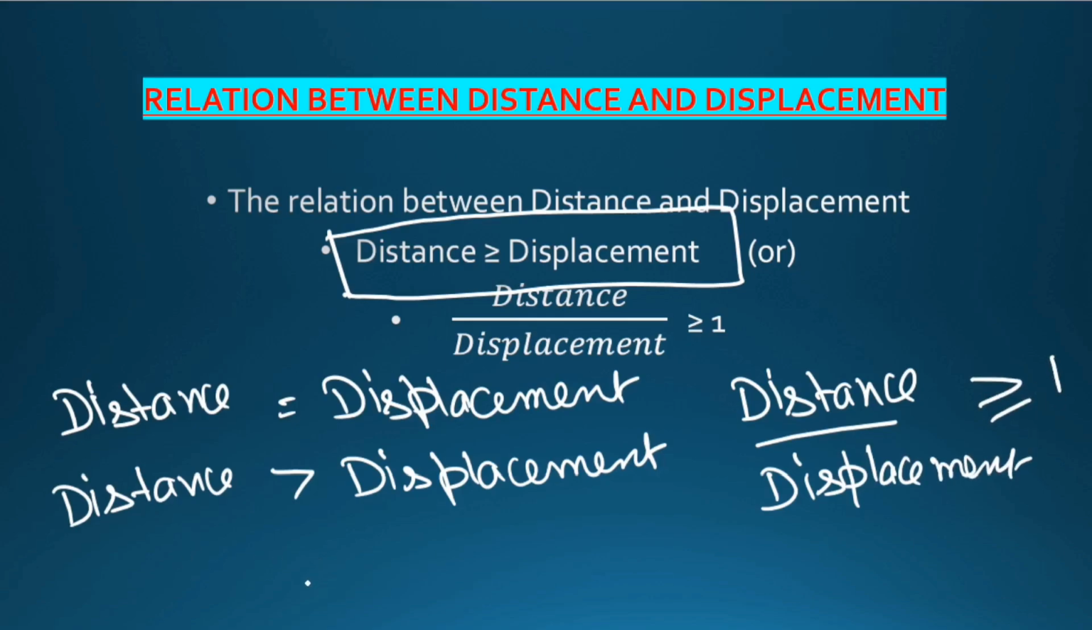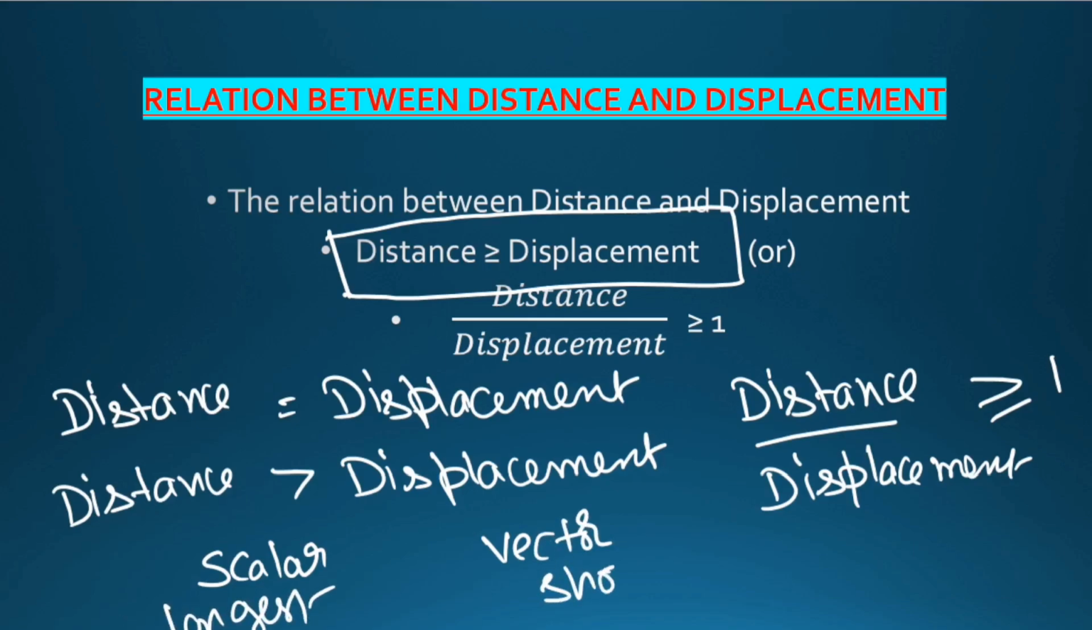See, the main difference between distance and displacement is that distance is a scalar quantity and displacement is a vector quantity. Distance is the longest path, displacement is the shortest path. Both can be measured in centimeters or meters. Hope you understand the concept.